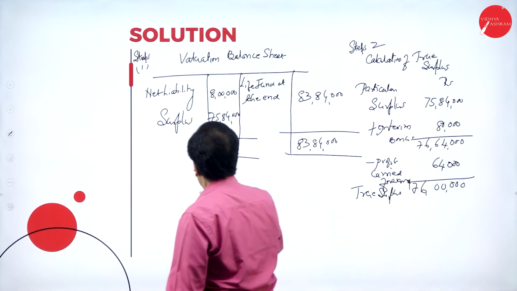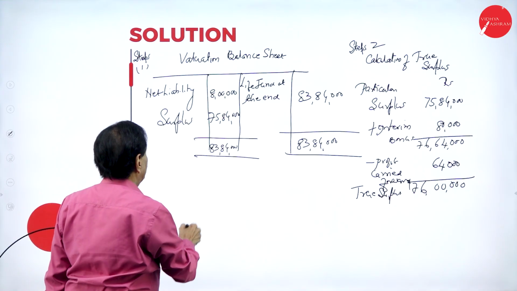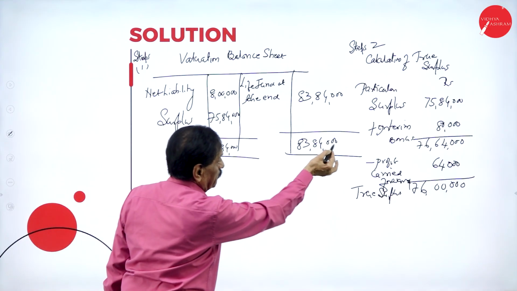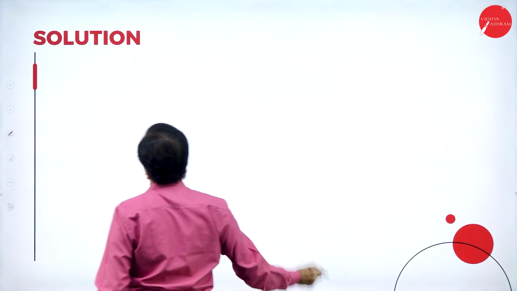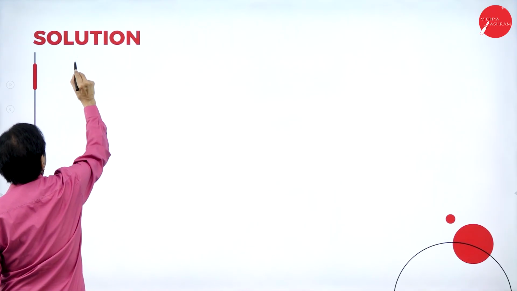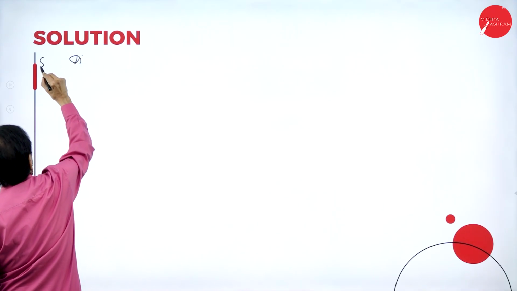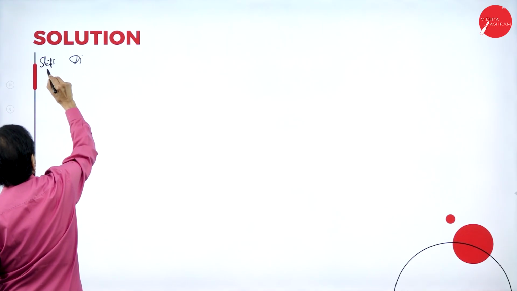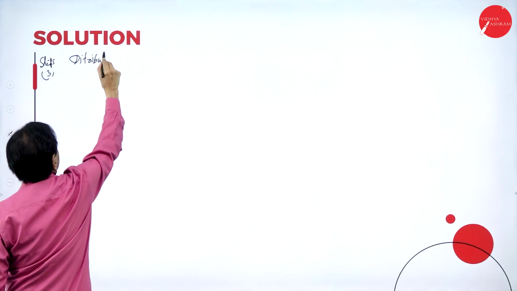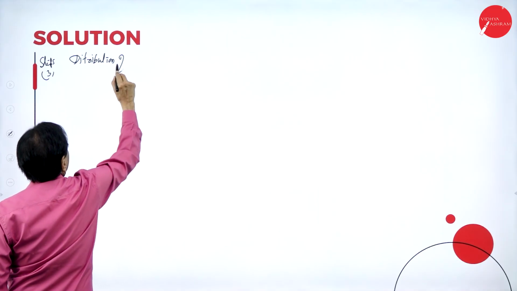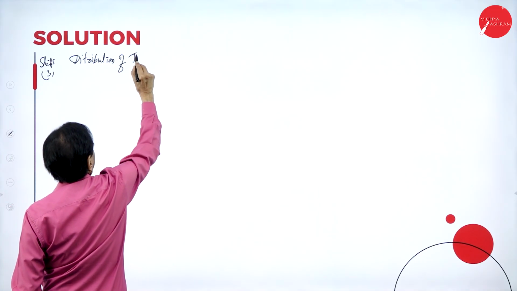So first we calculated the surplus as per the valuation balance sheet. Interim bonus should be added, profit carried forward should be deducted. Step number 3. Distribution of true surplus.